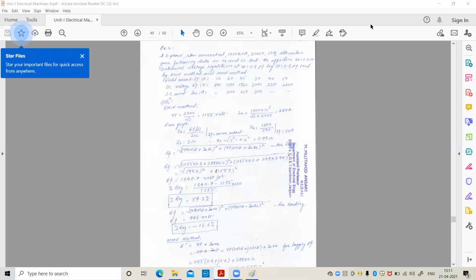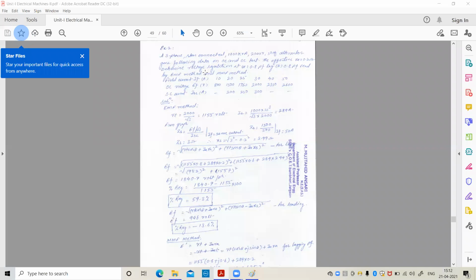Okay, so today we are going to solve a numerical for the determination of voltage regulation by the EMF method and MMF method. The example is such that a three-phase star-connected alternator, 100 kVA, 2000 volt, 50 hertz, gave the following data on open circuit and short circuit test. The effective armature resistance is 0.2. Determine the voltage regulation at 0.8 power factor lag and 0.8 power factor lead by MMF method and EMF method.